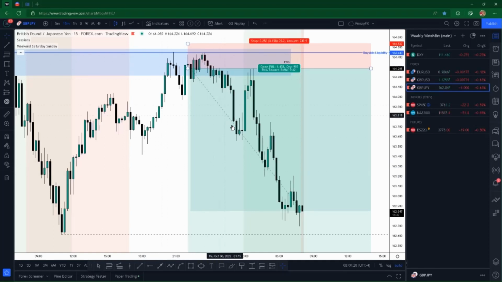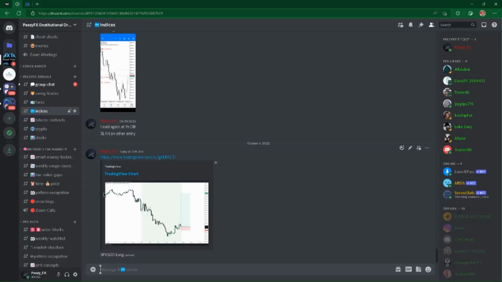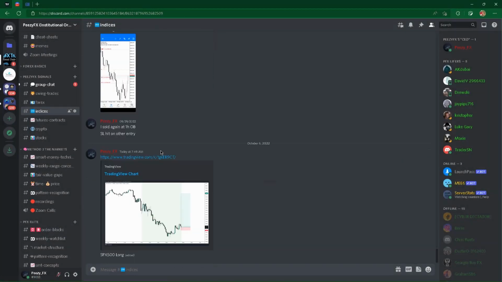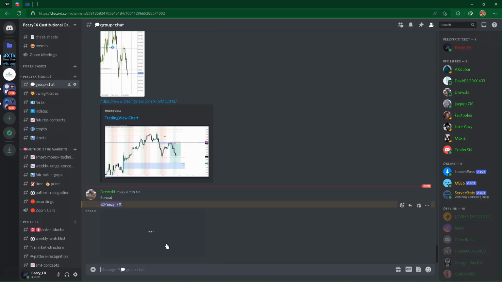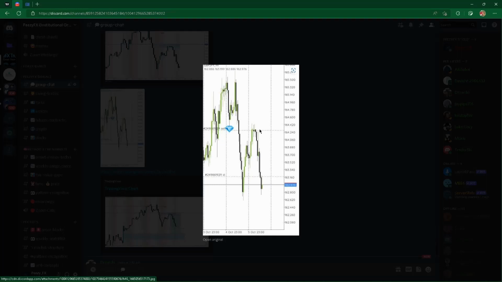You can see we have this nice London open kill zone from this expansion down, London open retest, and I just woke up with major profits on GJ. Here's my entry on GJ right here.